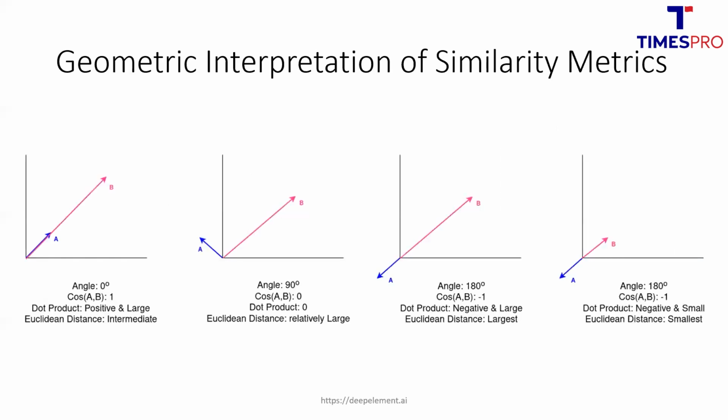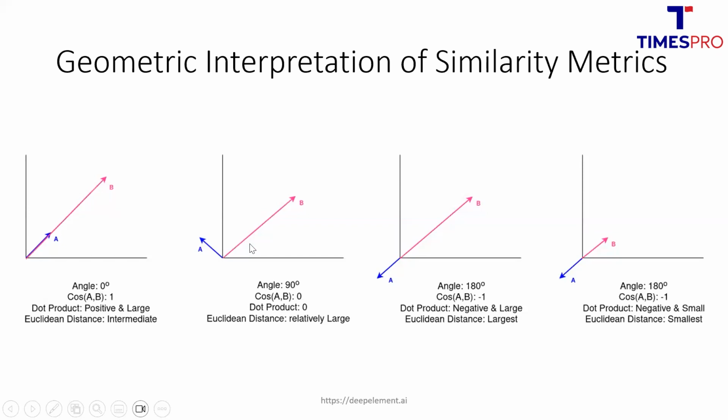Okay, so let's look at the geometrical way of interpreting these metrics. Here you have 4 graphs on the screen, and you have 2 vectors A and B. In the leftmost graph, you see the angle between the 2 vectors is 0. Basically, they are aligned in the same direction, although they are of different lengths.